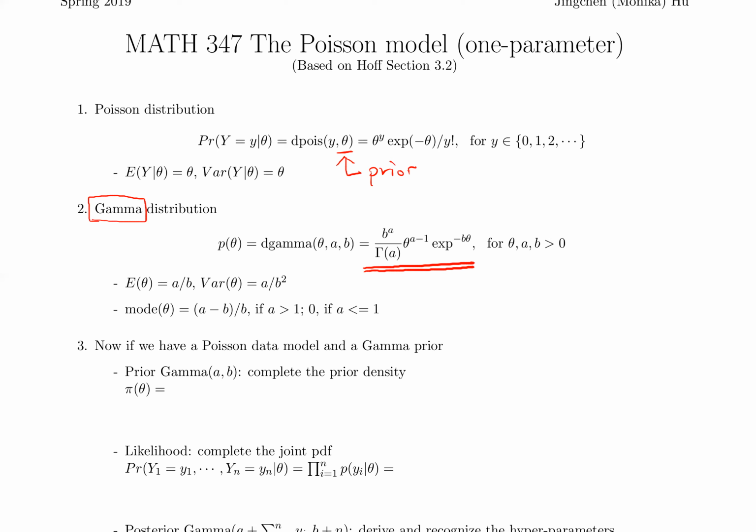And here I provide a little bit more information. As you can see, for the gamma, the mean is A over B, the variance is A over B squared, and the mode is (A minus 1) divided by B, depending on the values of A. Okay, so this, again, we did it, I think, in the lab.